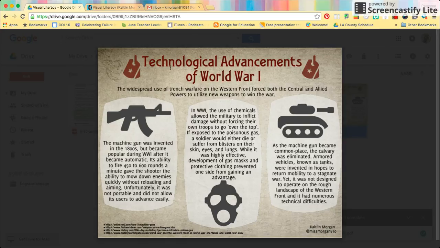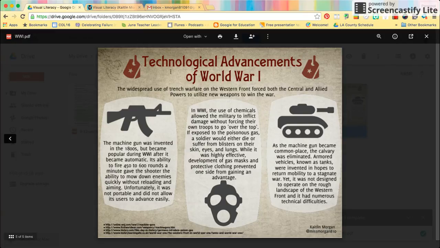And the way I framed it around World War I was talking about how different tools had to evolve in World War I due to the trench warfare. So rather than me lecturing about it or having students do a jigsaw activity, I used this infographic to explain this information.